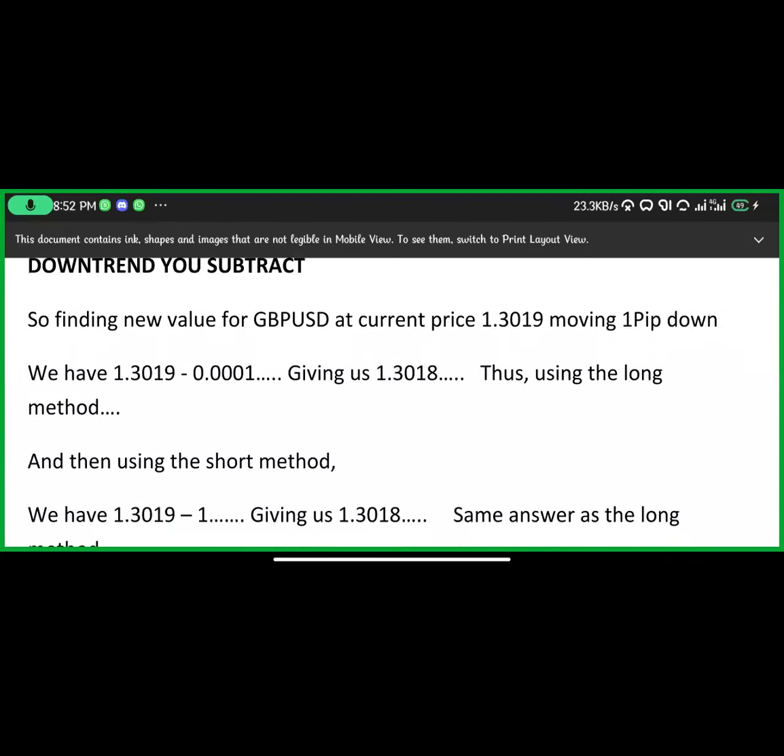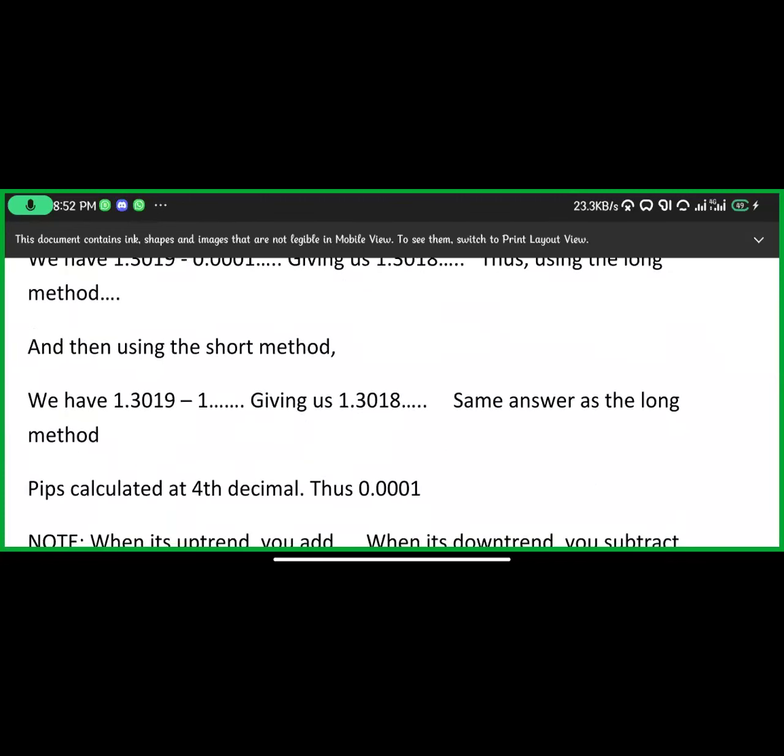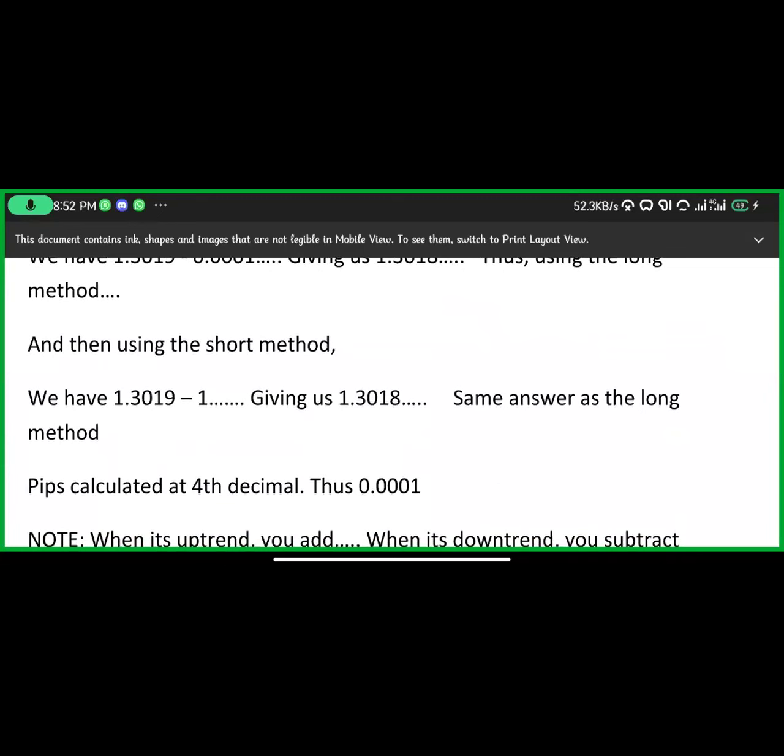Sorry, I've diverted a little bit. Now, let's go back to the shortcut method. So if you have to calculate for the downtrend of 1 pip from the current price, just subtract 1 from the last decimal, the 4th decimal, just subtract 1 away. It's going to give you what? The same answer as the long method.